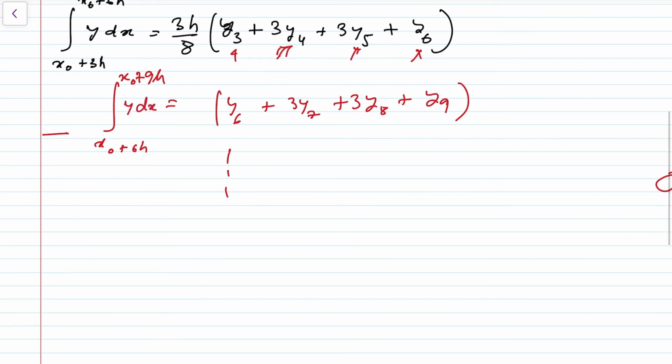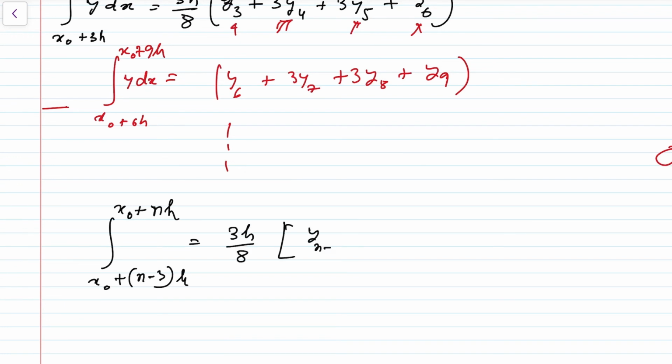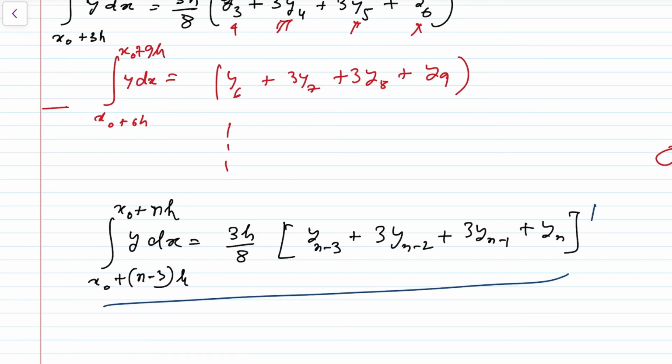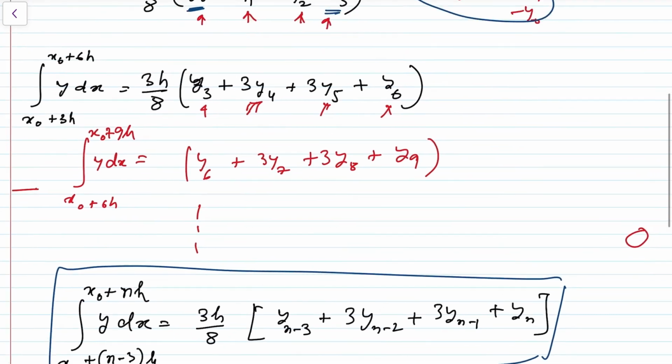If we continue this way, then the integral of y dx for the final interval, that is x naught plus n minus 3 into h up to x naught plus nh, is going to be equal to 3h by 8 into y n minus 3 plus 3y n minus 2 plus 3y n minus 1 plus y n. I forgot to write y dx here. So this is the area of the final interval.